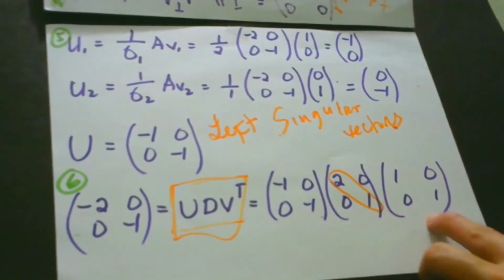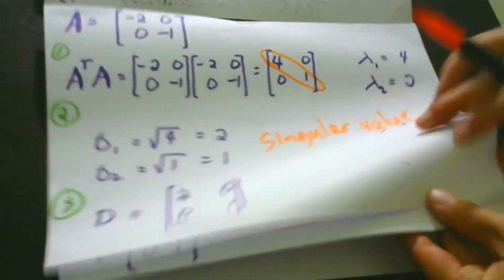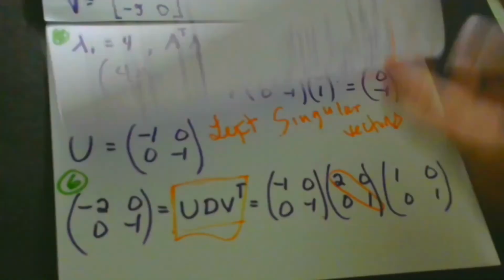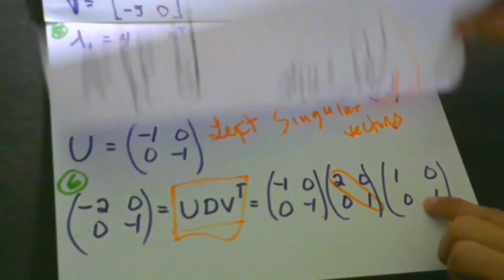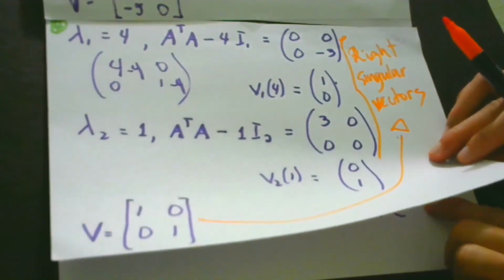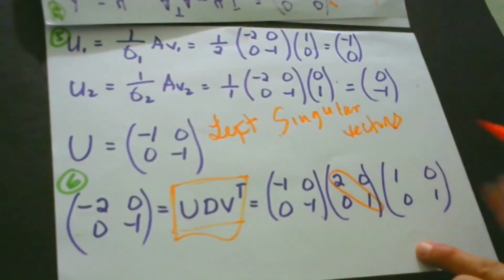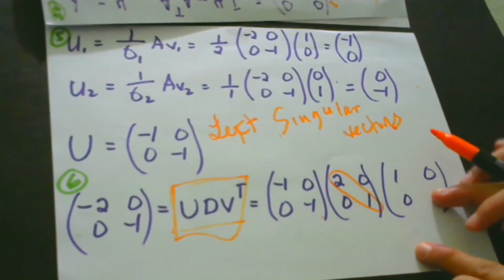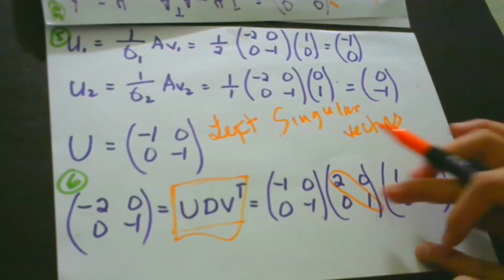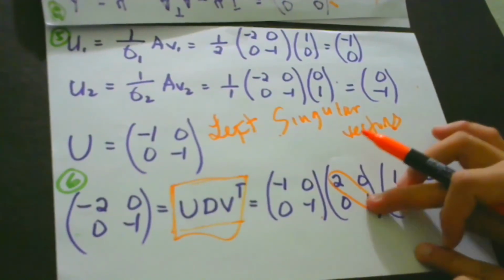And then we have the V transpose. And remember, this is the right singular vectors. Why right? Again, just common sense. This is the right singular vectors because it is found at the right of this diagonal matrix.